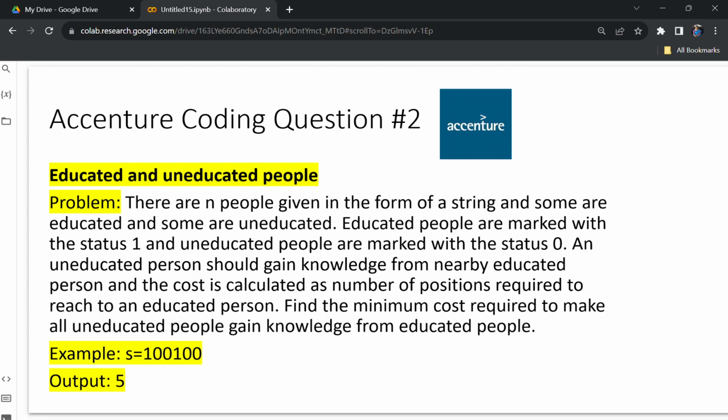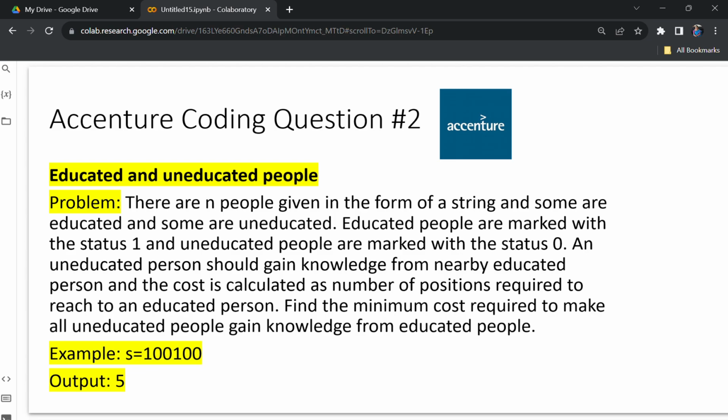The example given is 100100. So from this example we can see that there are 2 educated people and 4 uneducated people. The first uneducated person can gain knowledge from 2 people. One is the one immediately to his left, or the one who is away from him by 2 positions. Out of these 2 options, which is the best option he can have? Immediately going one position towards left and reaching the educated person. So that is the minimum cost for him.